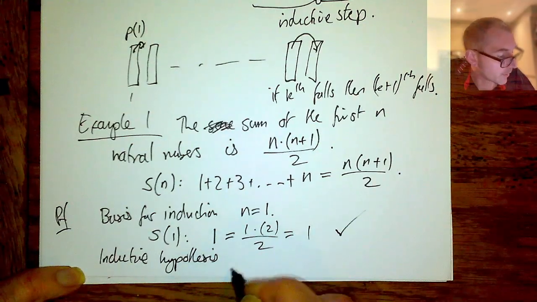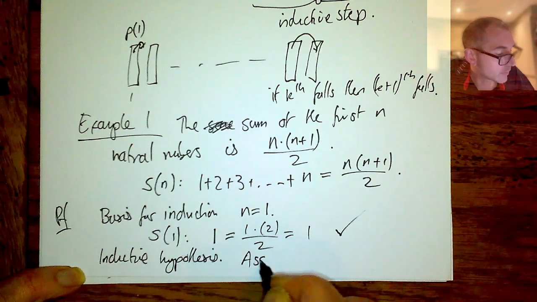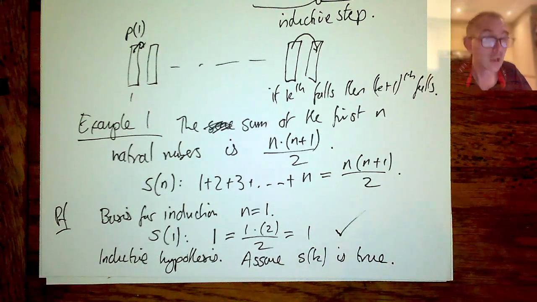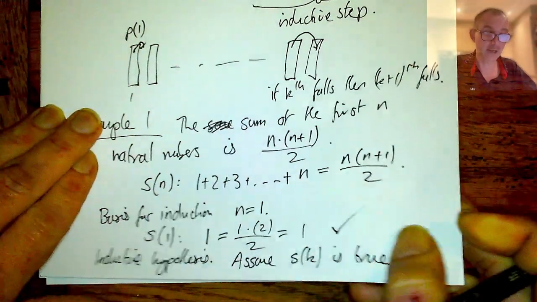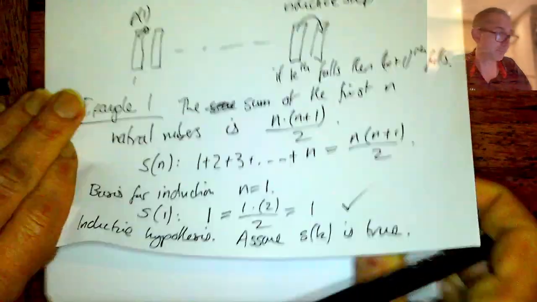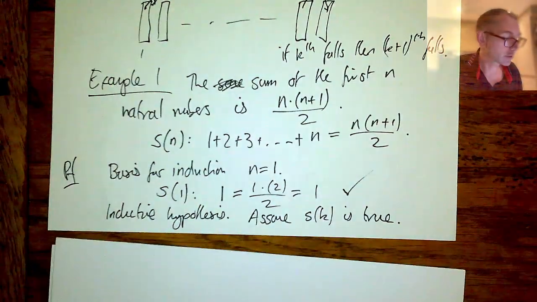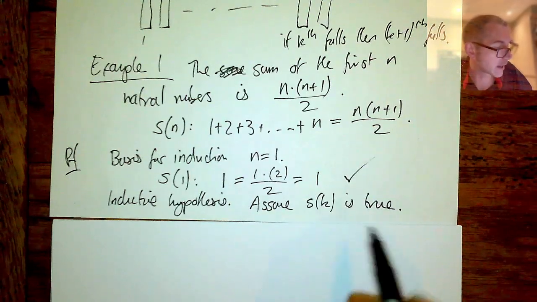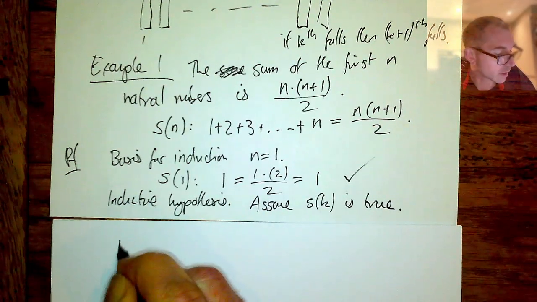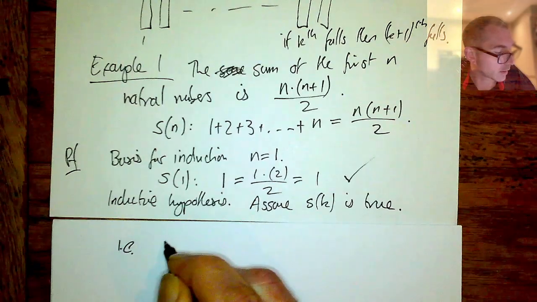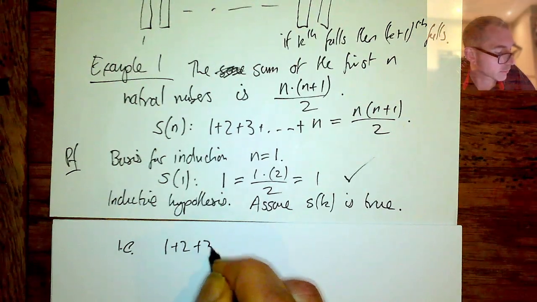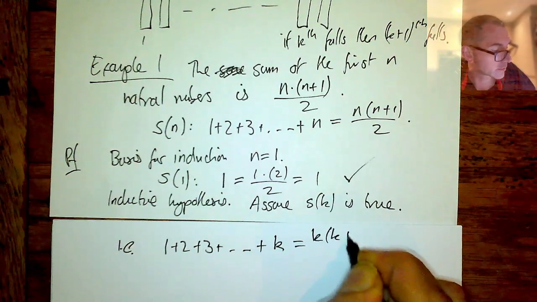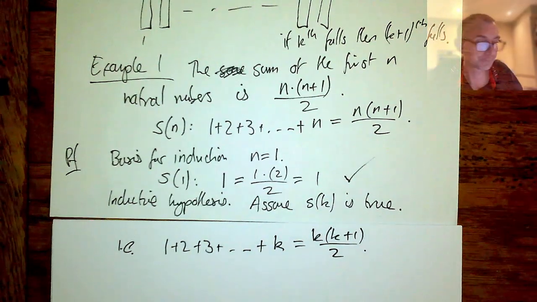So now I take the inductive hypothesis, which is that we assume S of k is true. And then we have to try and prove that S of k plus 1 is true as well. So let's just see what we get if we write down S of k, i.e. 1 plus 2 plus 3 all the way up to k is equal to k times k plus 1 over 2.